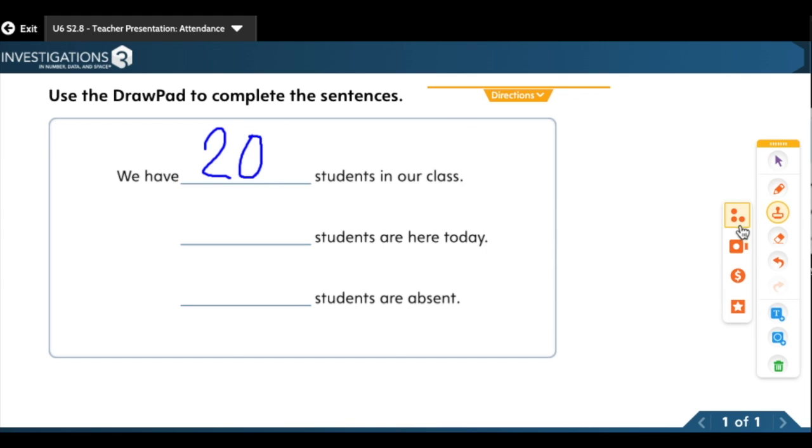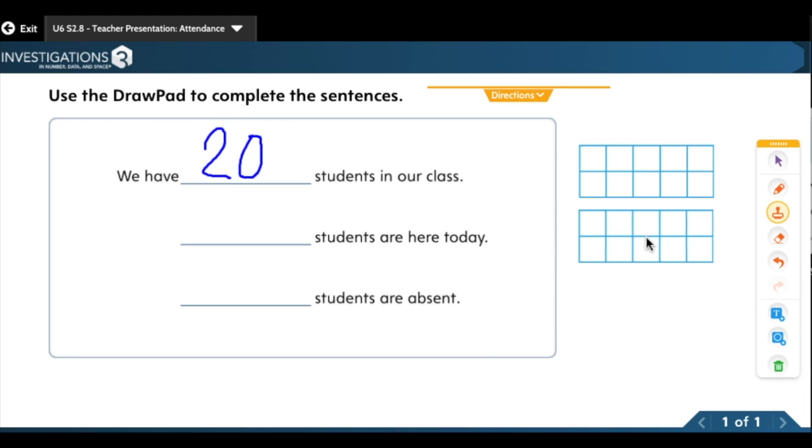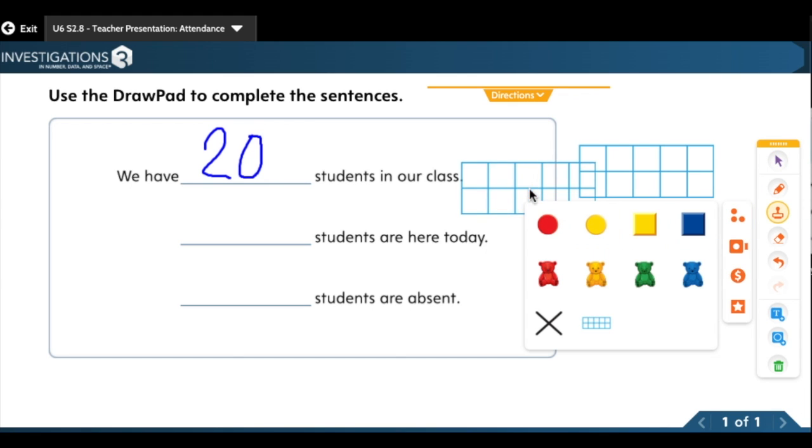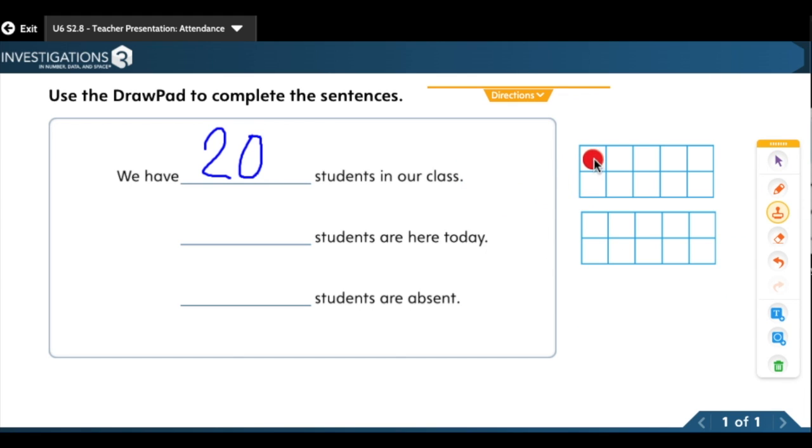Now, it wants us to ask, how many students are here today? I'm going to mark in my tens frames. Now, there are 20 kids in my class. I know each tens frame has 10, so I could count by tens. 10, 20. I could also count by fives. 5, 10, 15, 20. So I'm going to mark some friends in my 10 frames for being here today in school.